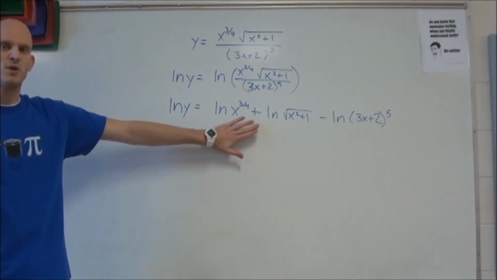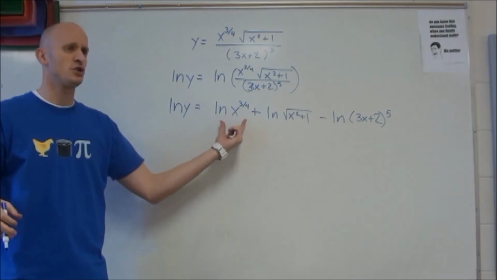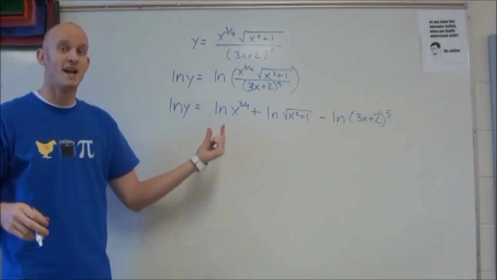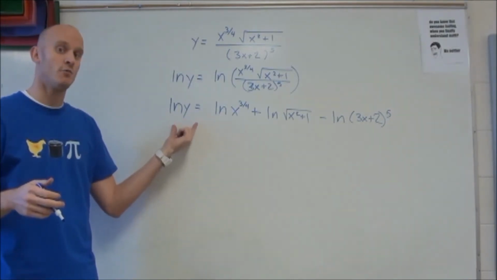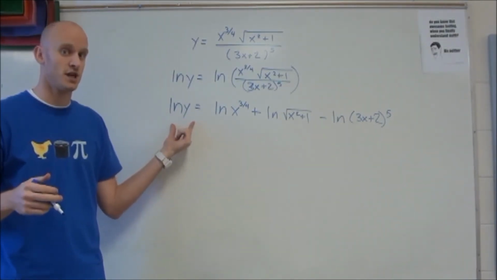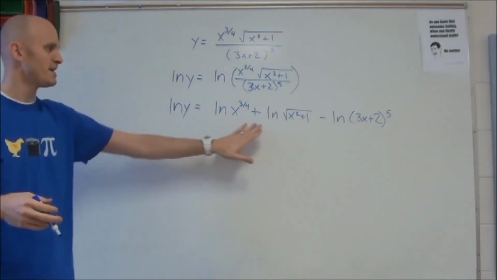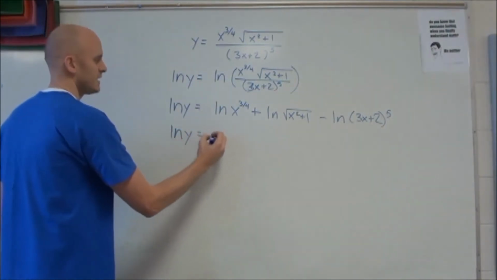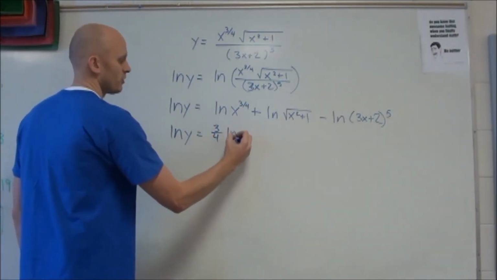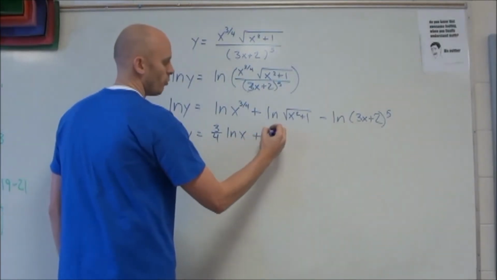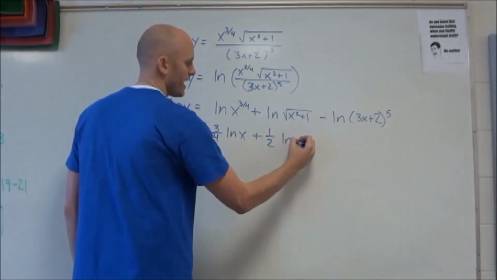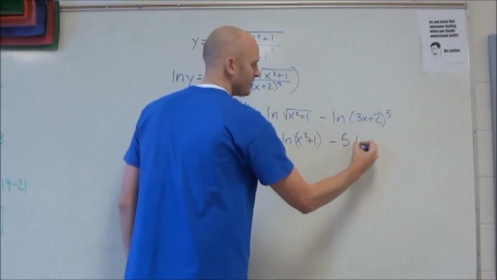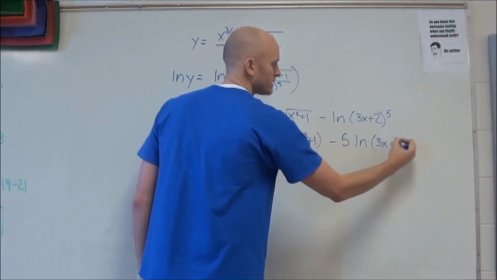This makes our problem a little bit easier, especially since we know how to differentiate a natural log function now. We will end up differentiating with respect to x, and we will use implicit differentiation. So that'll be a good review as well, but I'm going to simplify this side just a little further. So it's the natural log of y is equal to 3/4 the natural log of x plus 1/2 the natural log of x squared plus 1 minus 5 natural log of 3x plus 2.